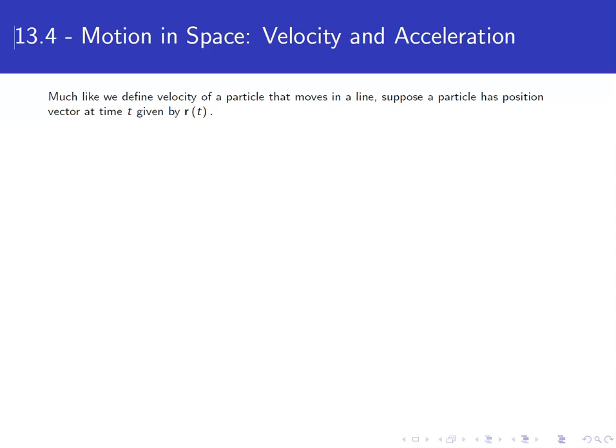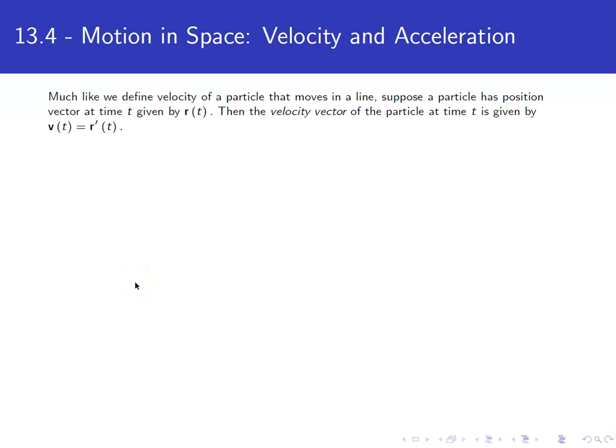In this video, we're going to talk about motion in space. So let's suppose that we have a particle that has a position at time t given by a vector function r of t. We're going to define velocity of the particle that moves along this vector function, much like what we did for velocity of a particle that moves along a line.